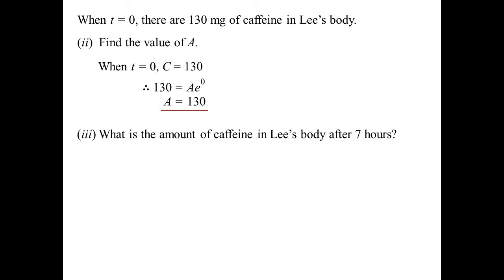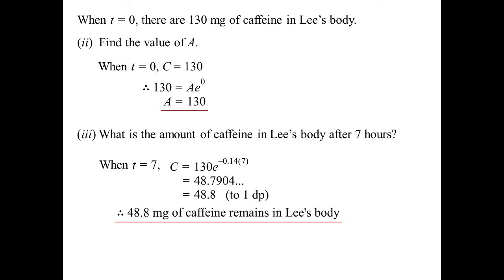How much caffeine is left after 7 hours? All right, well, when t equals 7, we now know A is 130. Again, it's just a substitution question. So we get 48.8, correct to 1 decimal place.